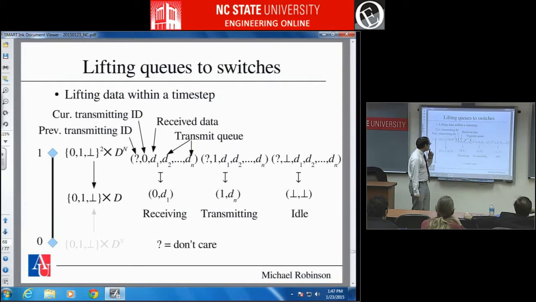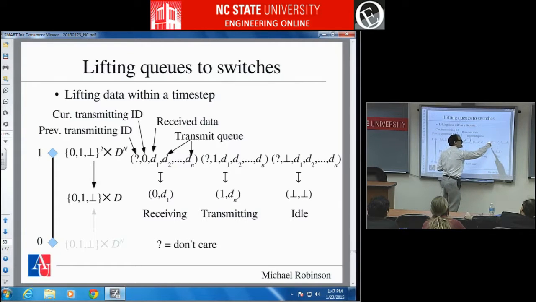Okay, so how does this work? Well, if you tear apart this thing, I've got the previous transmitting ID, either 0, 1, or none, the current transmitting ID, 0, 1, or none, the receive queue, and the transmit queue. The receive queue is 1 deep in this particular example because otherwise it wouldn't fit on the slide. So these are the three possibilities. If node 0 is transmitting, node 1 pulls something into the receive queue. If node 1 is transmitting, it grabs the last item in its queue, dumps it onto the link, and pushes it out. And here, no one is transmitting, nothing is happening, everything is idle.